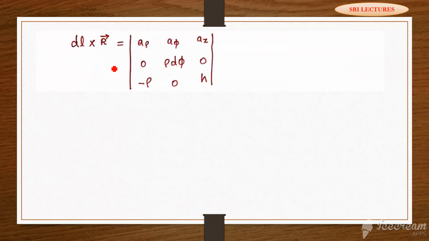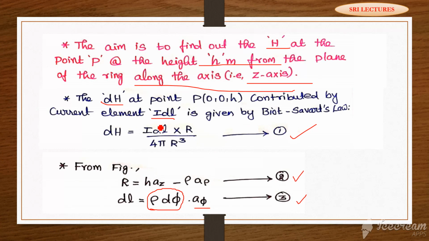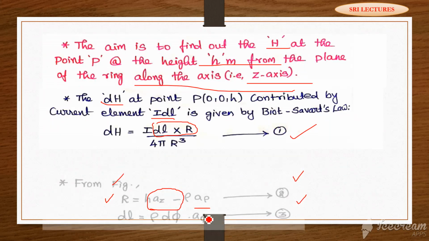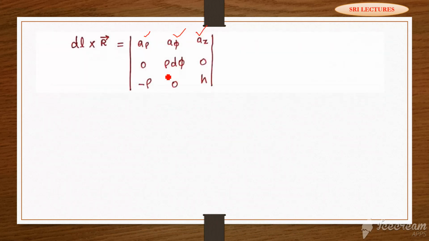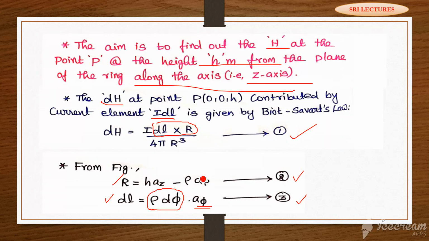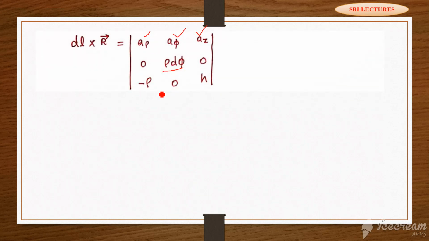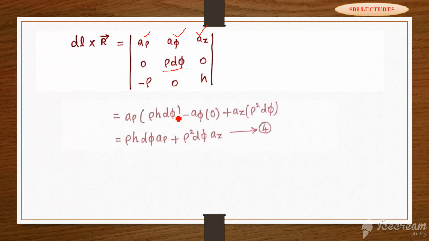Now we can find the cross product of these two components. Here we need to find the cross product of dl and r, from equations 2 and 3. First write the components along cylindrical coordinates: a rho, a phi, a z. Next we need to define the dl component. dl is along a phi only, so correspondingly we have rho d phi. And what about r? With respect to a rho we have minus rho, and with respect to a z we have h. So now simply take the determinant.